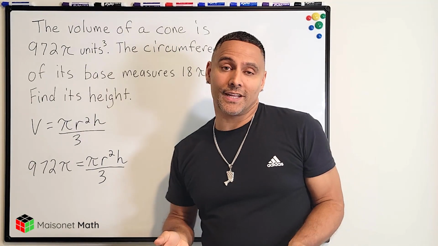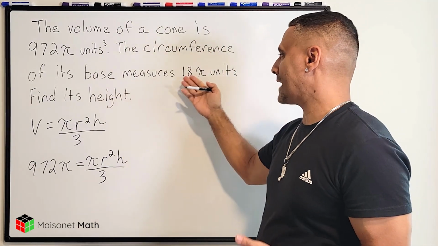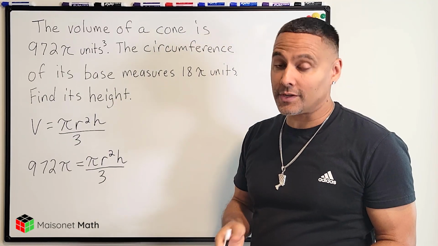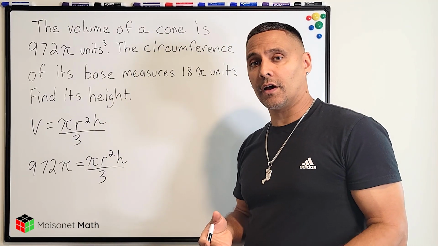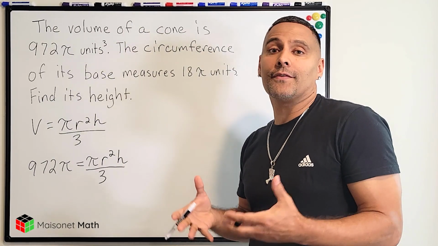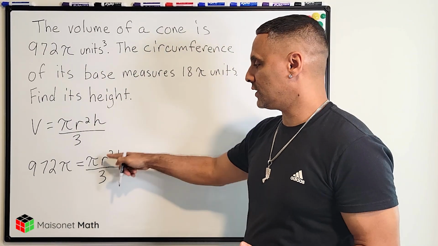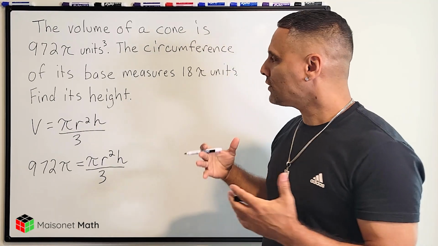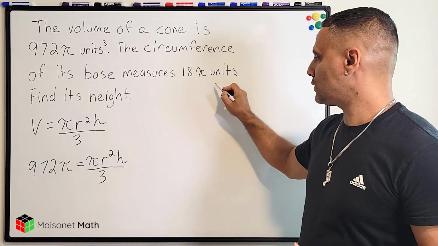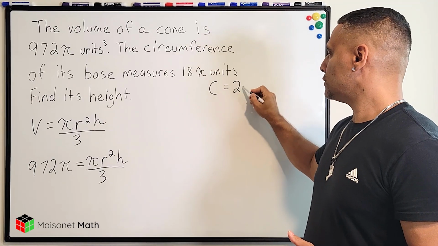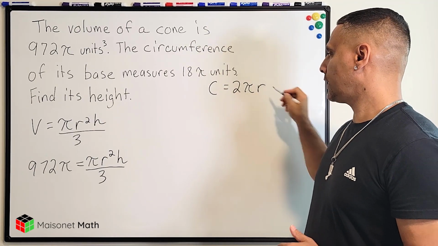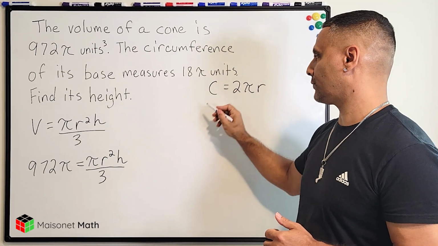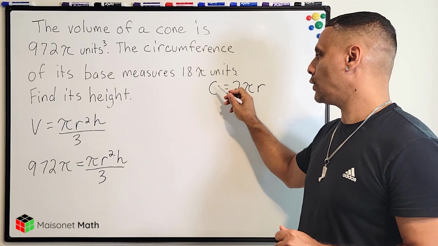Now, it is also given in the problem that the circumference measures 18 pi units. So what we're going to do is use that information to figure out what the radius of the circular base is. And once we have found that, we're going to plug that value into this equation and then solve for h, or the height of the cone. So to find the circumference of any circle, that is equal to 2 times pi times radius. And so we're going to take 18 pi units, which is the circumference, and substitute that value for C in our equation.